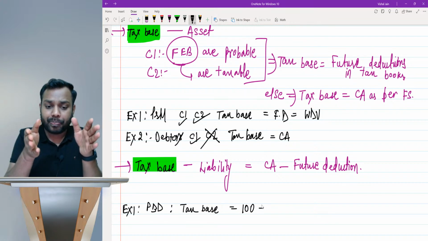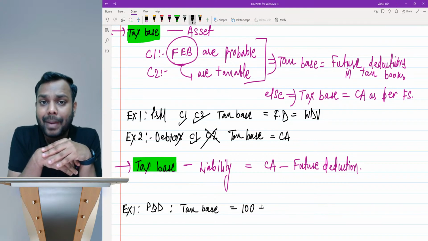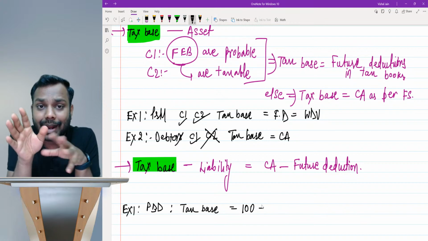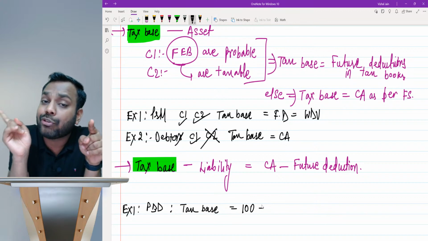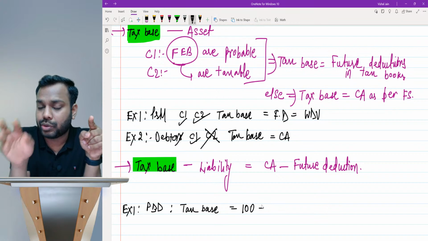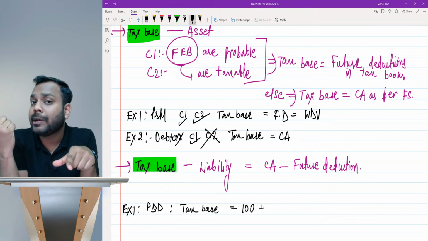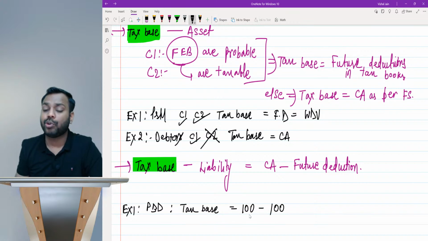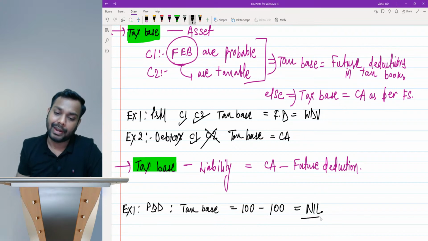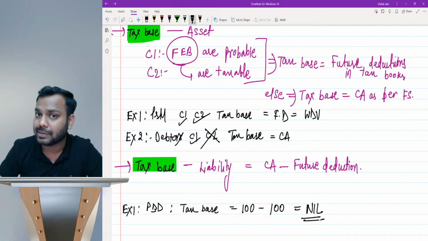Let's suppose in the current year, in my books I have recognized a provision for bad and doubtful debts of $100. Will I recognize it as an expense in the tax books? No, I will not. Rather, I will recognize it in the future when it actually becomes bad debts. So that's a future deduction, and the whole amount will be recognized as an expense in the tax books in the future. So the tax base becomes nil. Is that clear, guys?